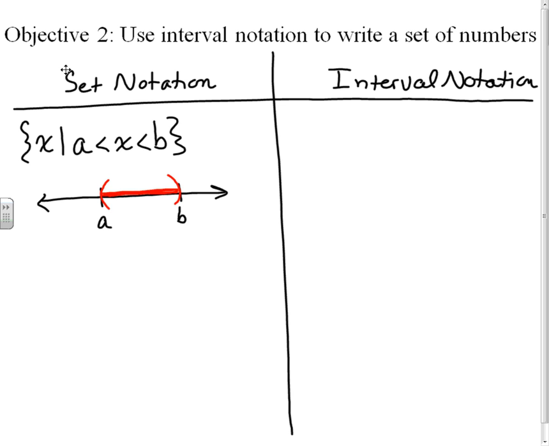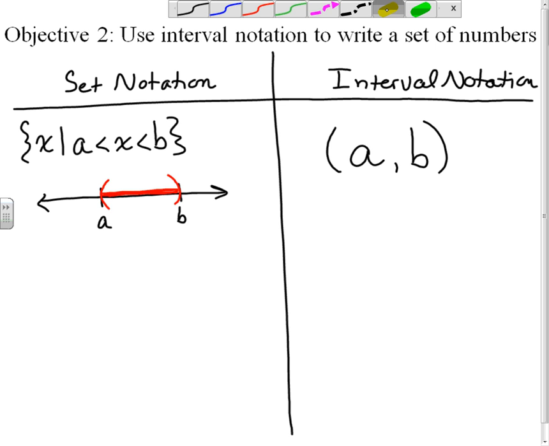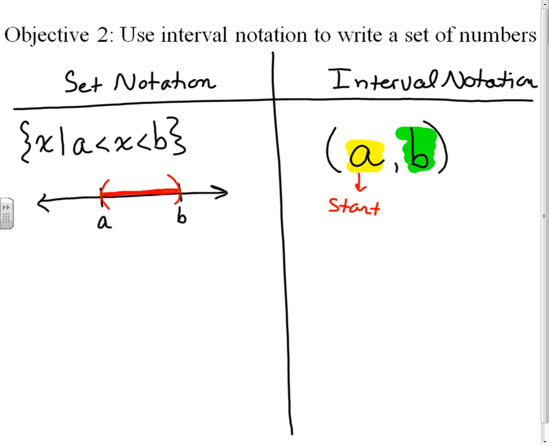Notice above a, there's a parentheses. So you'll start with a parentheses, a, comma, and then b, and you put a parentheses there. So in interval notation, the first number tells you where the interval starts. It will be the number that is on the left. So a is to the left of b. We start at a and we end at b. The number in this location tells you where to end.